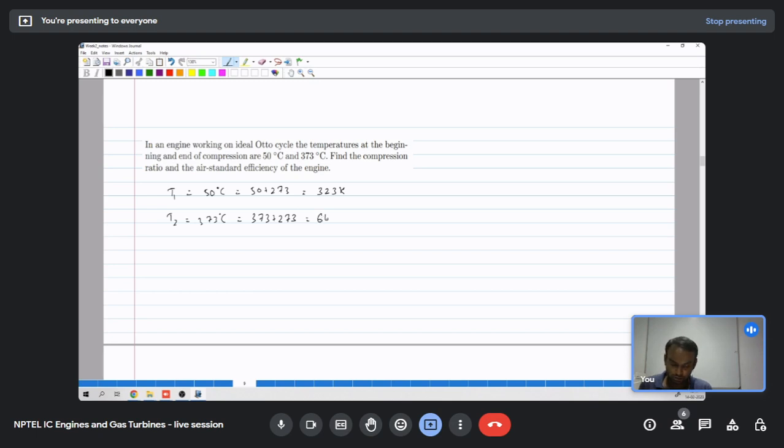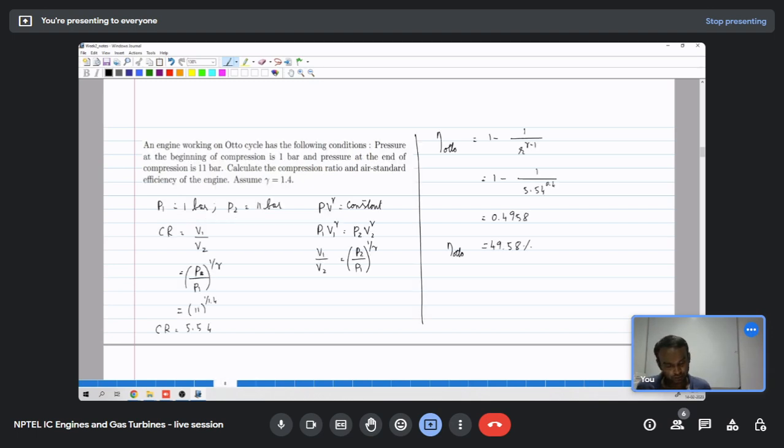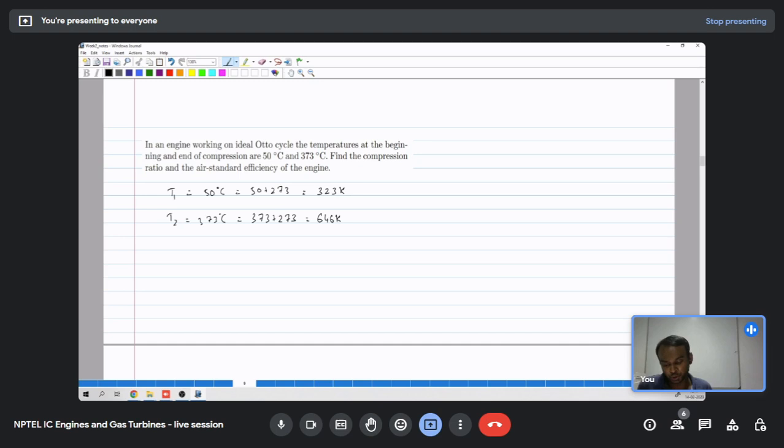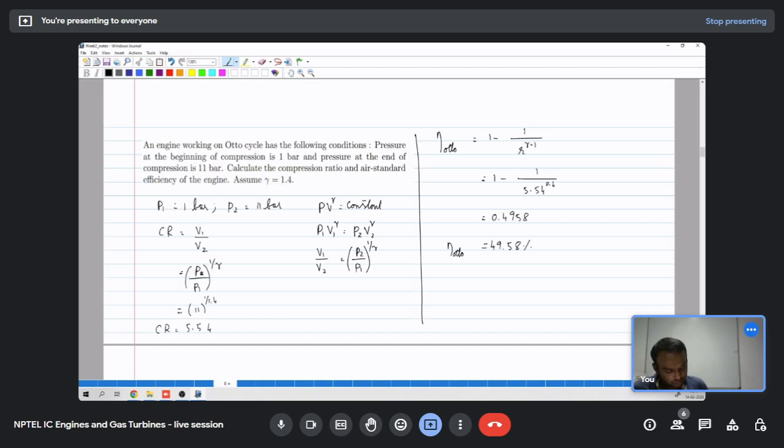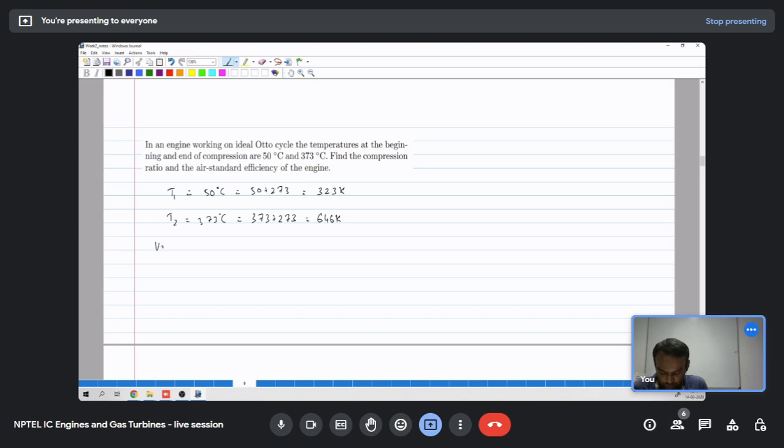which is 646 Kelvin. Now again using relations like this, PV power gamma, and using the ideal gas equation, we should be able to find the volume ratio when the temperature ratio is given. We had V1 by V2 is equal to P2 by P1 power 1 by gamma. Using the ideal gas equation, we have PV equal to mRT, which means PV by T is equal to constant.